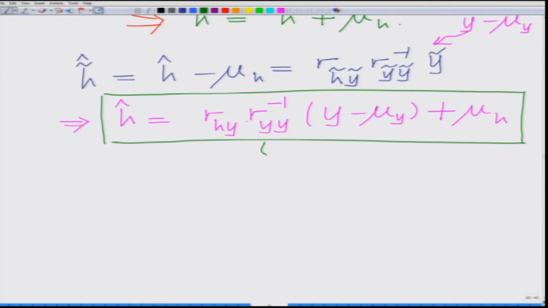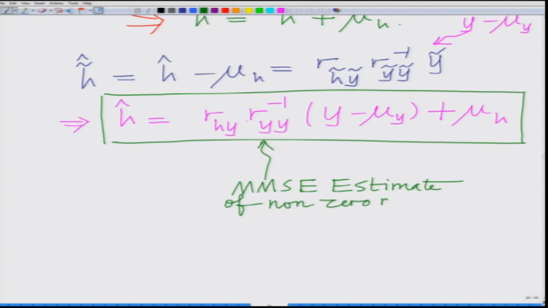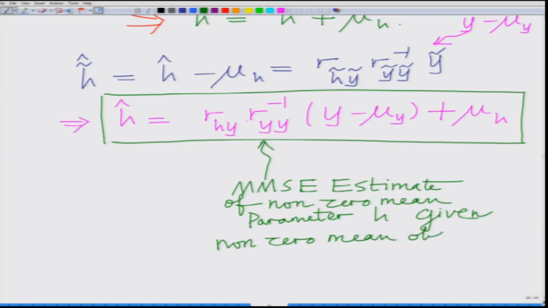What is this? This is the MMSE estimate of your non-zero mean parameter h given a non-zero mean observation y.